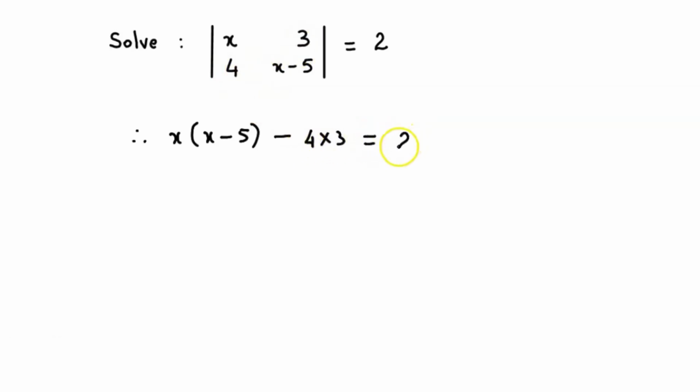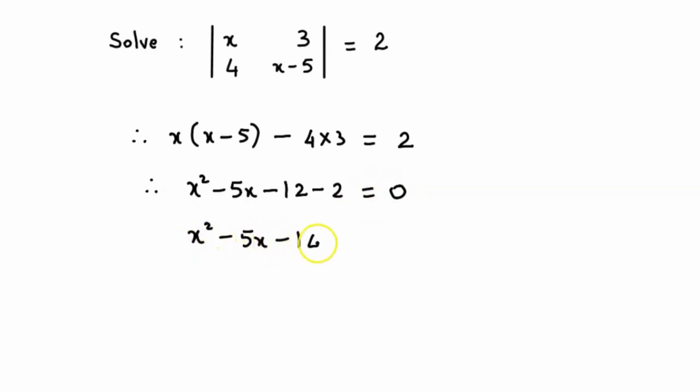is equal to 2. We open the brackets, so we get x into x, that is x square, x into negative 5, so that's minus 5x. 4 3s is 12, so we have minus 12. Now transfer this 2 onto the left hand side, so we have minus 2 is equal to 0. So we have x square minus 5x minus 14 is equal to 0.